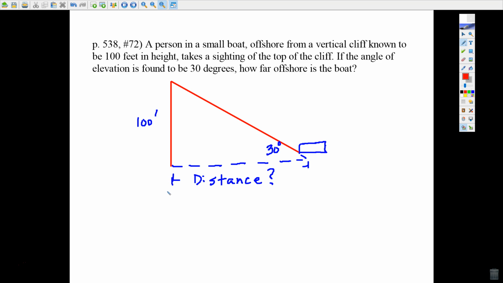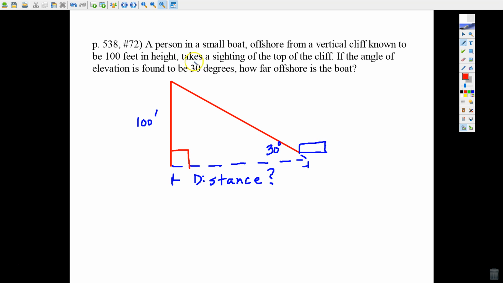They didn't give you a picture. I think it's a good idea to take the information and make a right triangle out of what you're given. So person's in a small boat offshore from a vertical cliff. Here's my vertical cliff. I've identified it as 100 feet high.